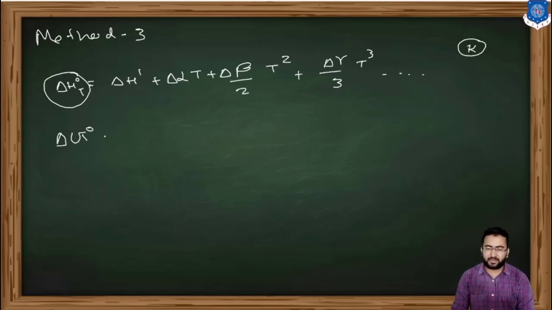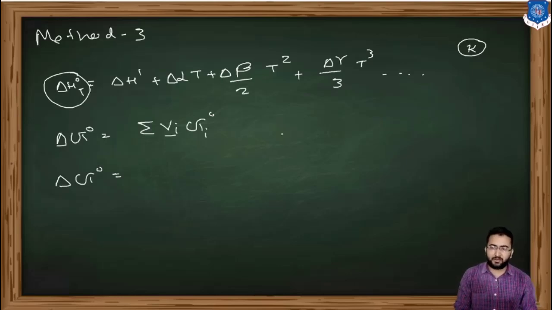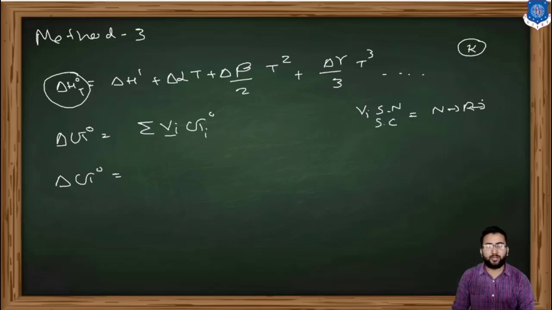So delta G naught can be given by the summation of v_i into G_i naught. Here v_i means the stoichiometric number. The stoichiometric number of a reactant is negative, and for a product it is positive. Why is it negative for the reactant? Because the stoichiometric coefficient is negative for a reactant, since the reactant is going to be consumed during the reaction.